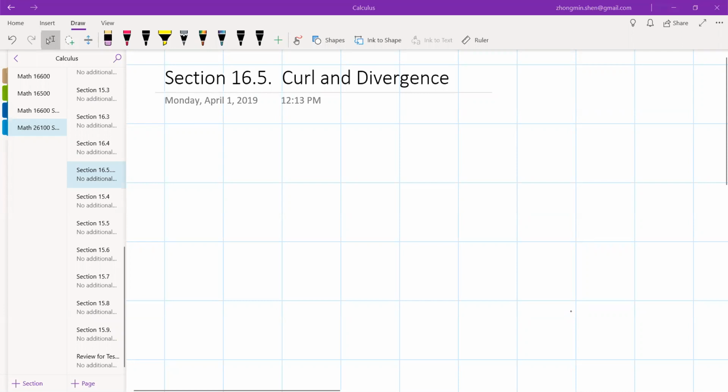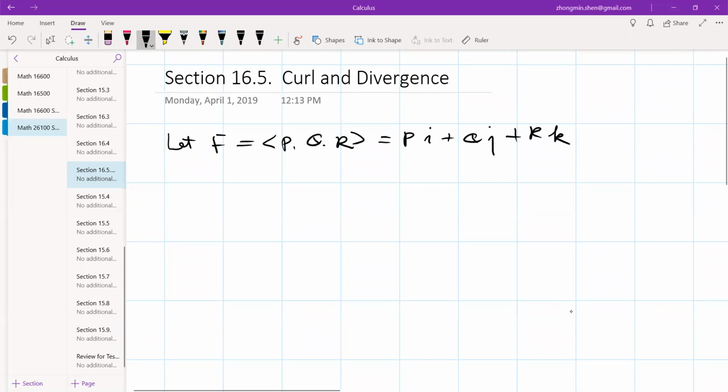Okay. Well, given a vector field F, okay, so this is going to be (P, Q, R), which is also written as Pi + Qj + Rk, be a vector field in a region which is in R3, three-dimensional space. Okay, this is just some region.